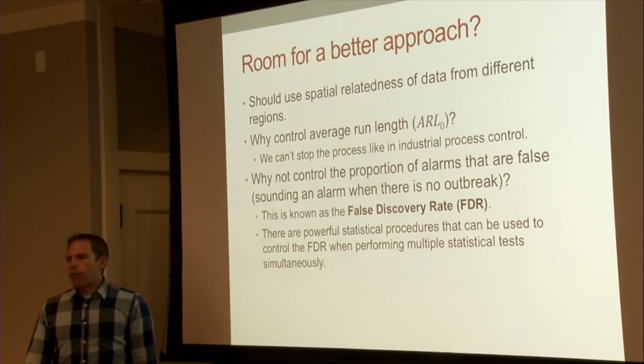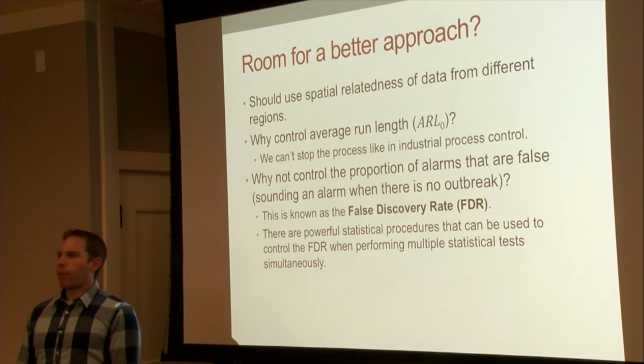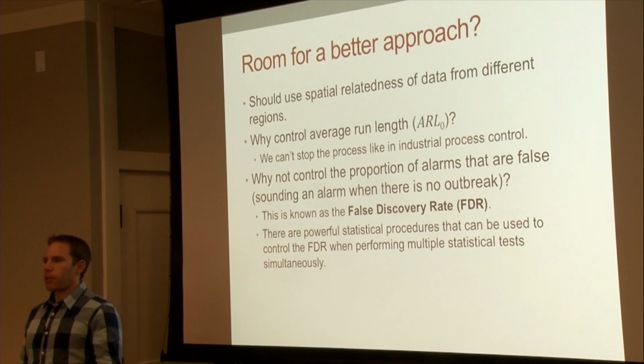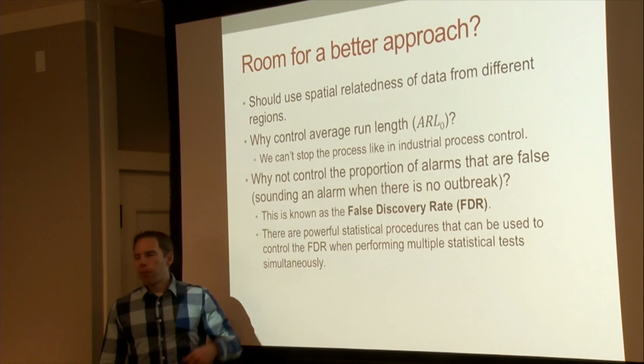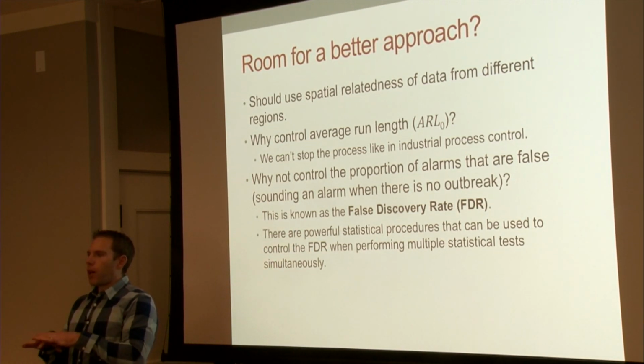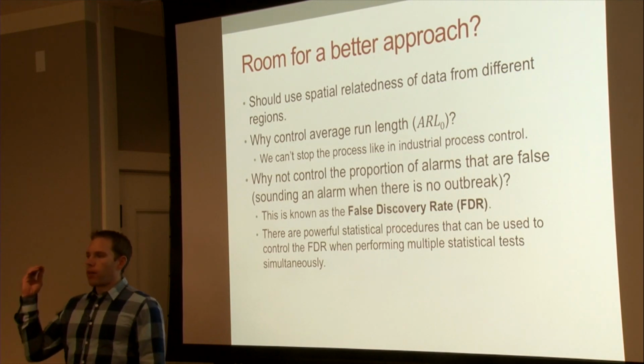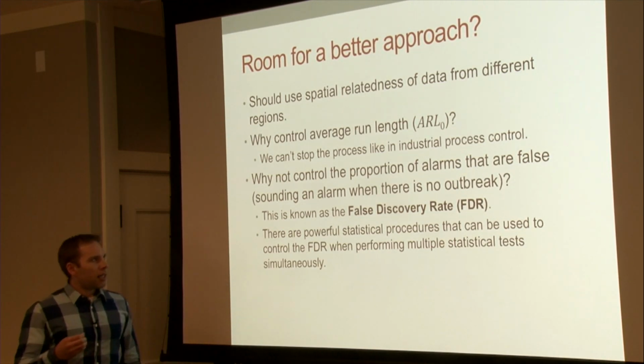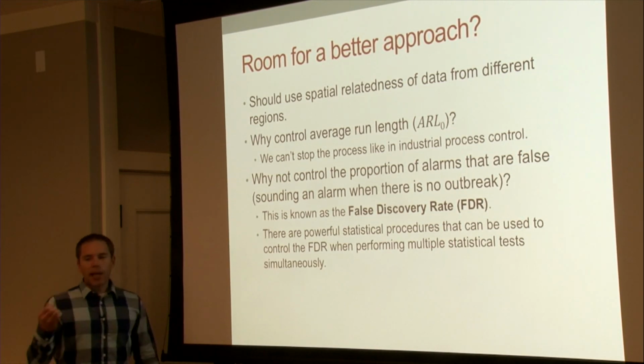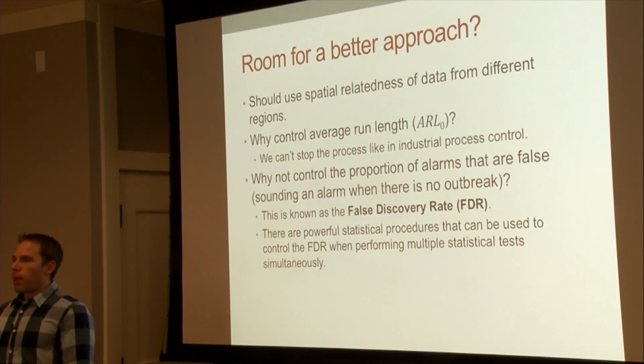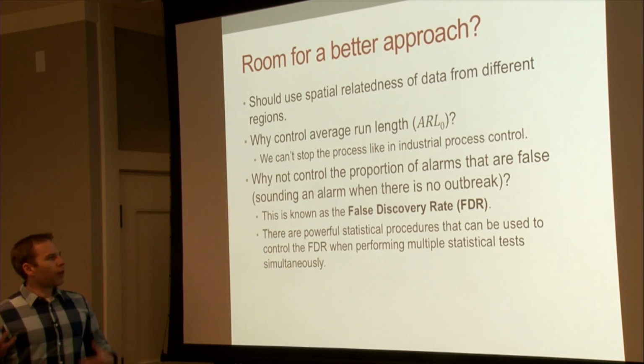Why would we want to control the average run length? You can't stop a disease outbreak just because you want to, so controlling that doesn't make a lot of sense. Controlling the type 1 error rate is more interested in when nothing is going on rather than when there is an outbreak. And since we're more interested in making sure we detect an outbreak if it's occurring, maybe it would make more sense to control a different error criterion.